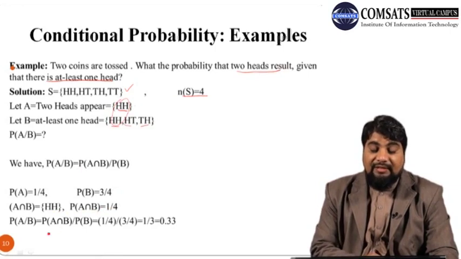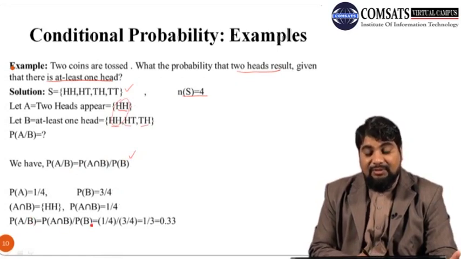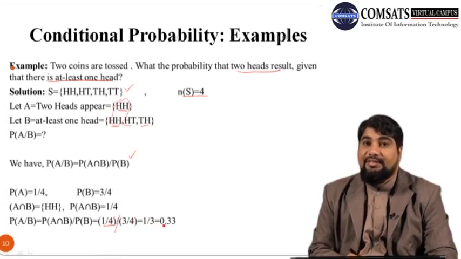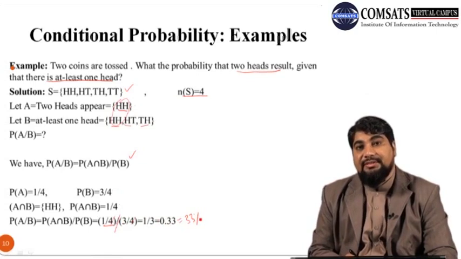So we can put these results in this formula. The probability of A given B is 1 by 4 divided by 3 by 4. This 4 is cancelled with this 4. So we get 1 by 3, which is 0.33 or 33%.